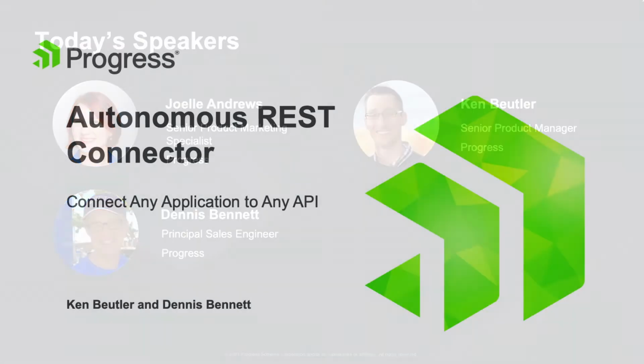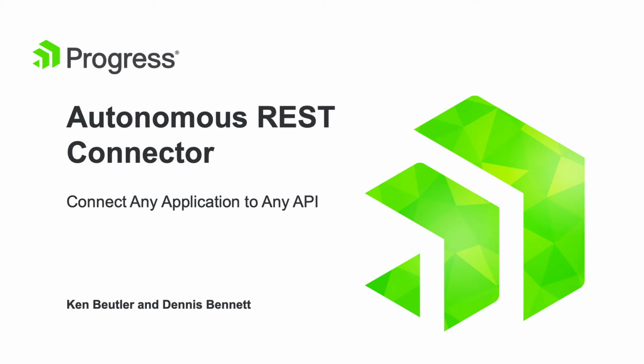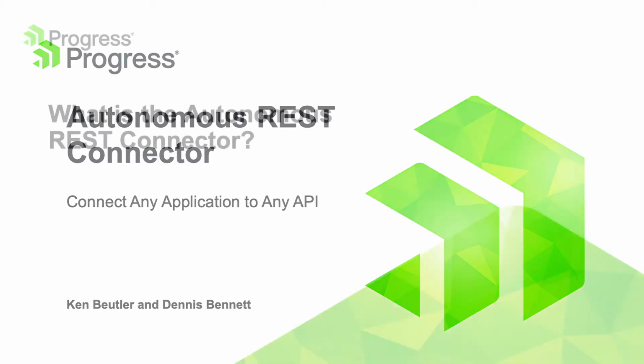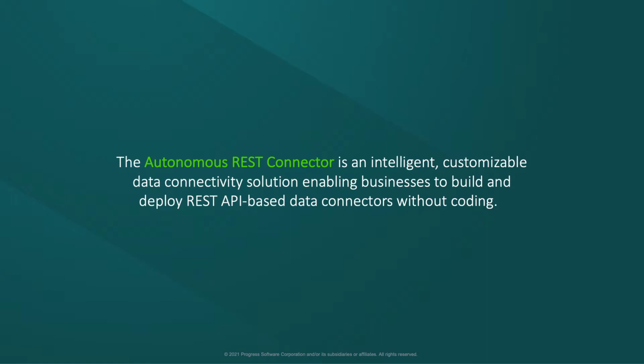Thank you, Joel. I have a quick little presentation here to just cover some of the basics of what the Autonomous REST Connector is and to highlight one of the major features that we've delivered to the market a couple weeks back. And so what is the Autonomous REST Connector? The Autonomous REST Connector is an intelligent, customizable data connectivity solution enabling businesses to build and deploy REST API-based data connectors without coding. Now that may need a little bit more of an explanation, so we can dig into exactly what that means.